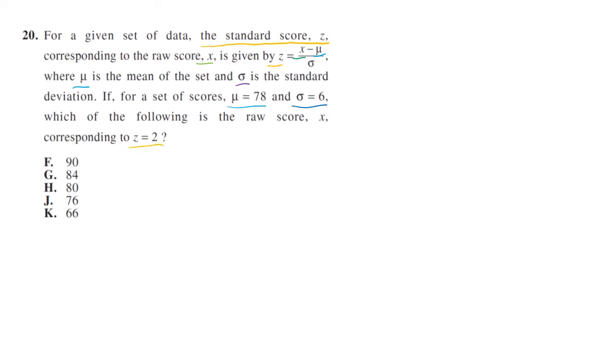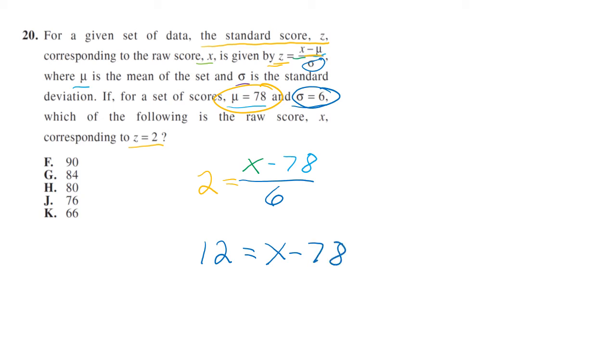So we just have to plug these into the equation. That's all it is. Z equals 2, so it becomes 2 equals, we don't have X, that's what we're looking for, X minus 78, divided by 6. Let's multiply both sides times 6, so we get 12 equals x minus 78. Add 78 to both sides, and we get x equals 90. So your answer is F.